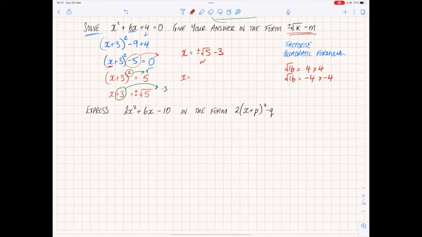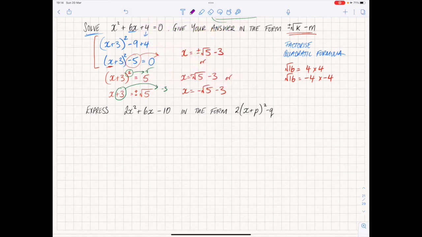You can say x is equal to the positive square root of 5 minus 3, or x is equal to the negative square root of 5 minus 3. Remember, a quadratic will have 2 solutions when you solve it. So first bit here, exactly the same process, complete the square as normal, and then the next part is just a rearrangement and just remembering that whenever you square root something, it has a positive and a negative answer.